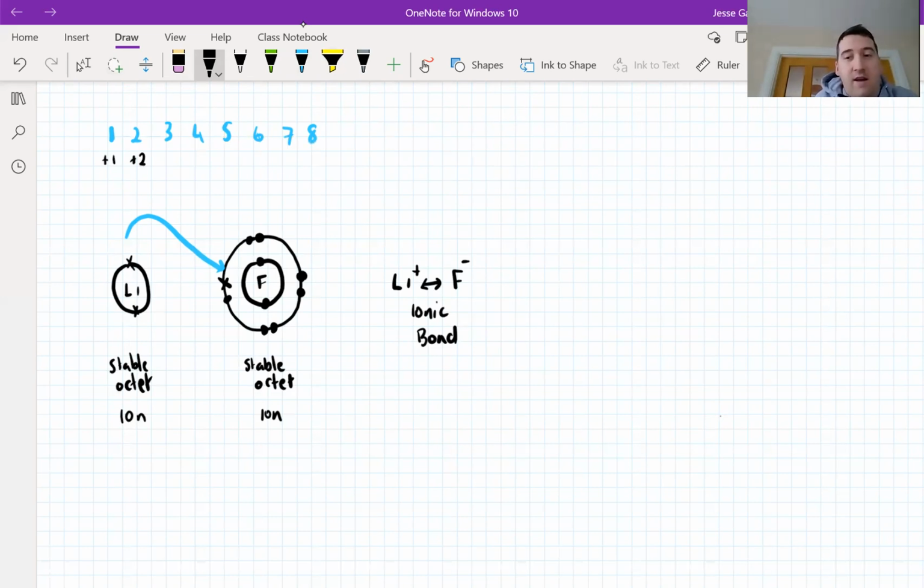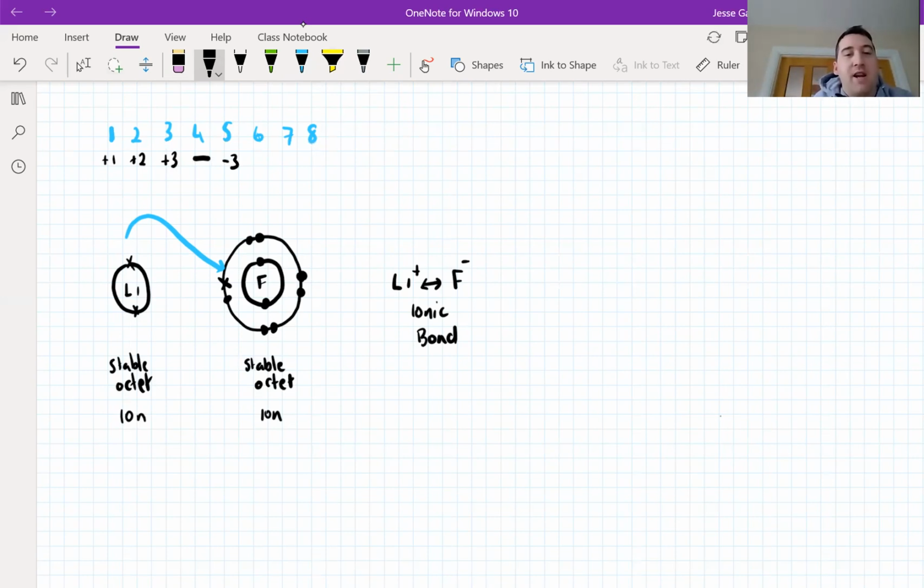Group 3 have 3 in the outer shell, and they become a +3 ion. Now, group 4 do not form any ions. They have 4 in their outer shell, and they don't do this type of bonding. We're going to see a different type of bonding that they do later. Group 5 have 5 electrons in their outer shell. They could lose all 5, but it's usually easier to gain 3 to make 8. So these will become a -3 ion.